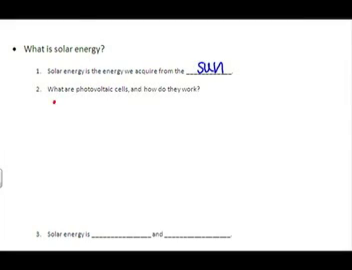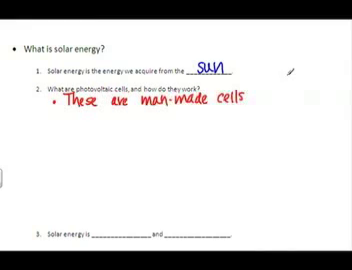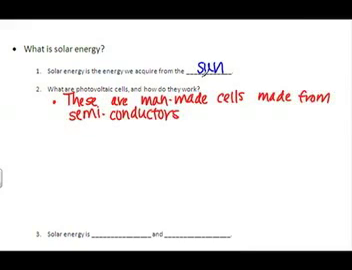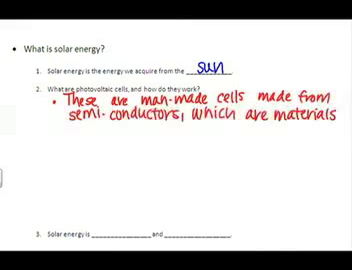Okay, so these are man-made cells. So we make them ourselves, they're man-made, and they're made from semiconductors, which are materials that are able to absorb the light energy from the sun. Which are materials that are able to absorb light energy.